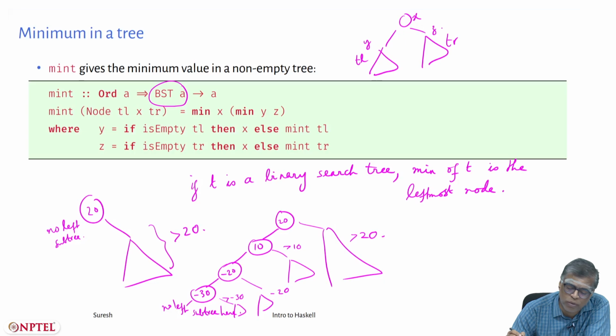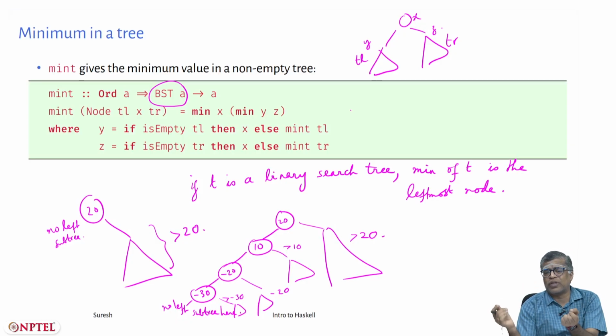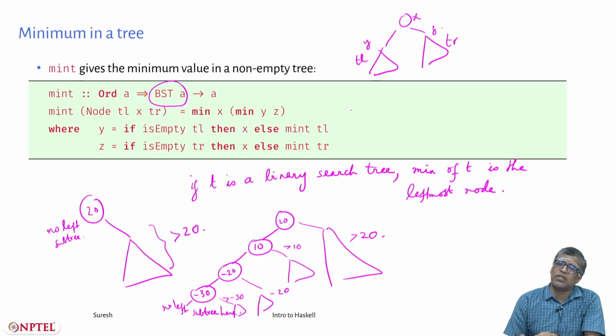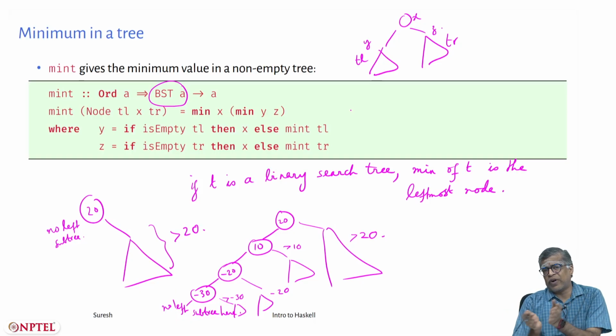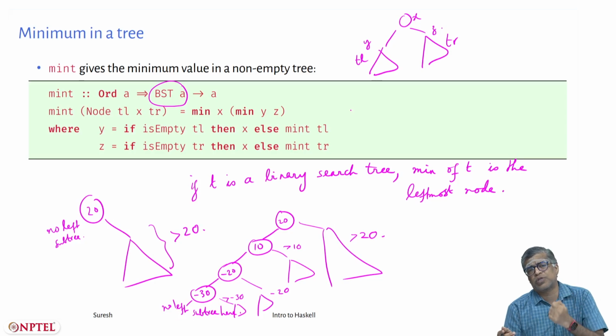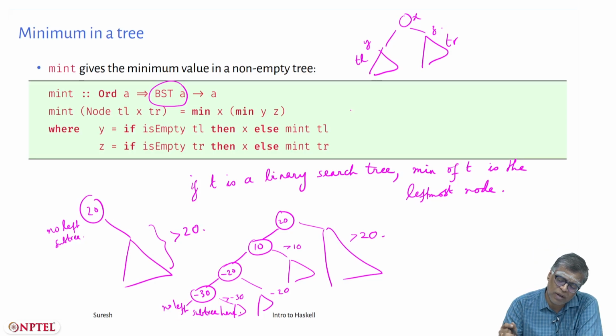So, here is what you do. Min in a tree of node TL X TR is min of X and min of Y and Z, where Y, if TL is empty, if the left subtree is empty, then you take Y to be X itself. Otherwise, it is min T of TL. If the right subtree is empty, then you take Z to be X itself, otherwise you take it to be min T of TR. So now you have 3 elements. In the worst case, all 3 elements could be X, in which case the minimum will be X, but otherwise they will be different elements, in which case you will pick the smallest of the 3 elements. So, that is the thing about min T.